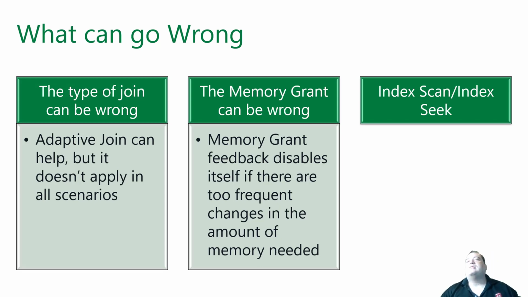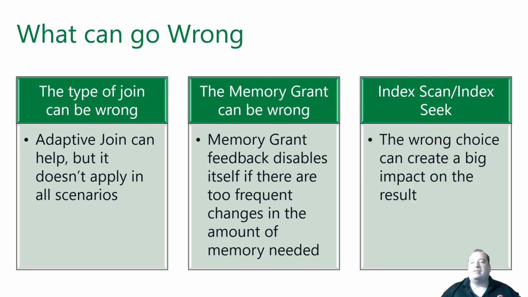Index scan or index seek: the type of index query that will be used, whether it will use a scan or a seek to query the data. The wrong choice can completely change the query performance. So these are possible problems that parameter sniffing can cause. And all these problems, when going wrong on a query plan execution, can extremely affect the performance of a query.